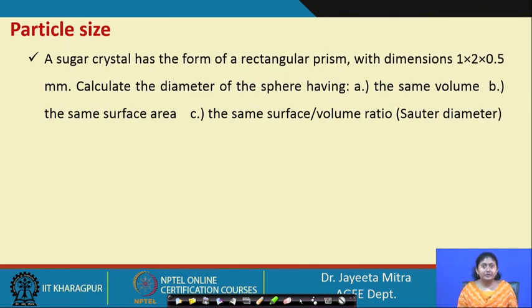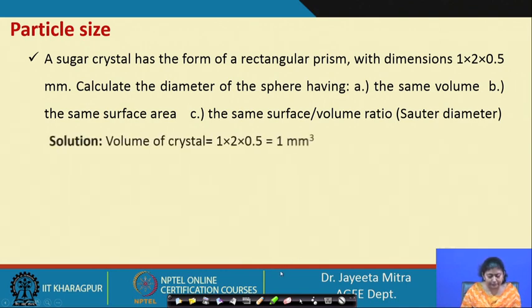Now, we will solve a problem on that. A sugar crystal has the form of a rectangular prism with dimensions of 1 x 2 x 0.5 mm. Calculate the diameter of the sphere having the same volume, the same surface area, and the same surface to volume ratio, which is called the Sauter diameter. So, we need to calculate the diameter of the sphere having all such characteristics.